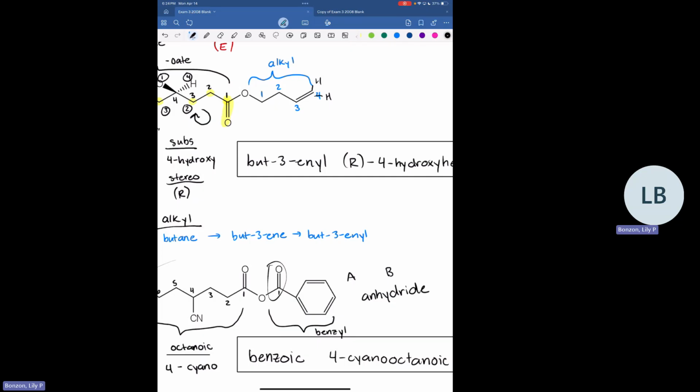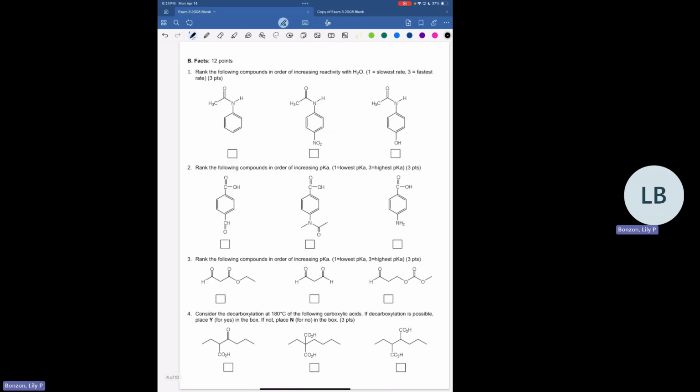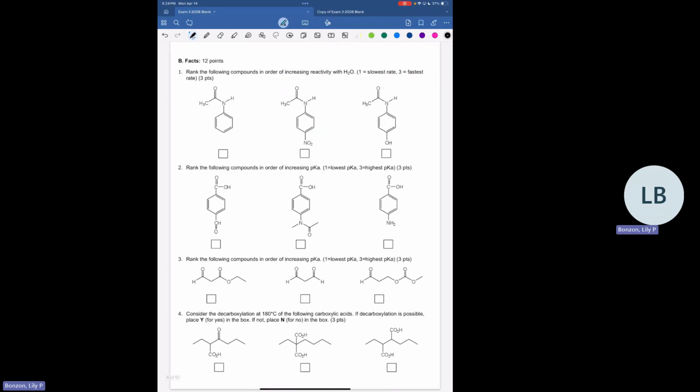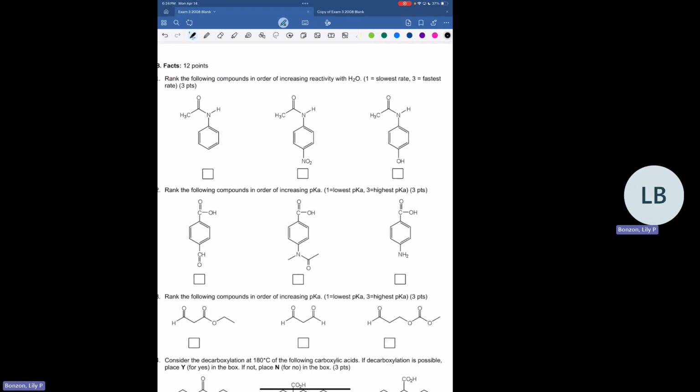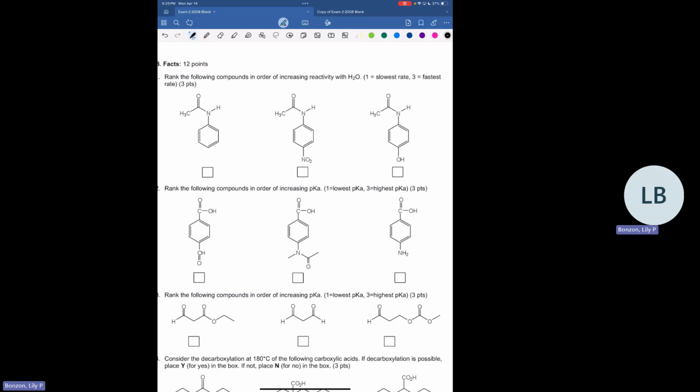Yeah, I'm going to go ahead and move on for the sake of time. Moving into the facts section. Okay, so just starting off with this first one, we have reactivity with H2O. So it's going to be very helpful to know your reactions for this exam because some of it kind of bleeds over into our facts section.